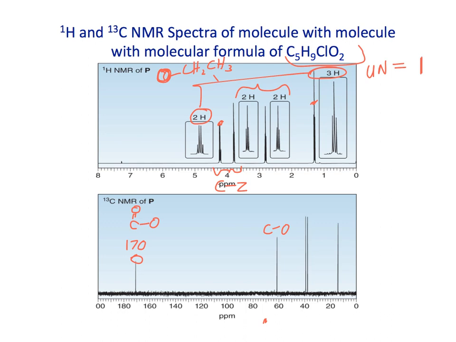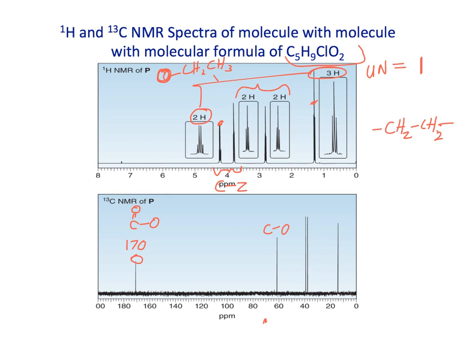So the chlorine's got to be attached to one of those. But what are the two splitting patterns for those two carbons? They're both triplets. So that means that it has to be a CH2 attached to a CH2. Right? Because the CH2 will split the other protons into a triplet in the same way back the other way.